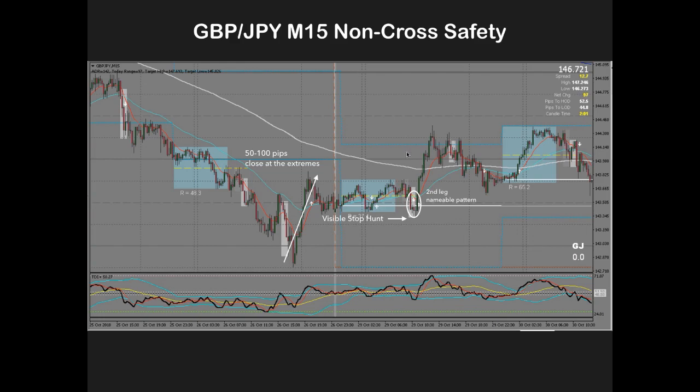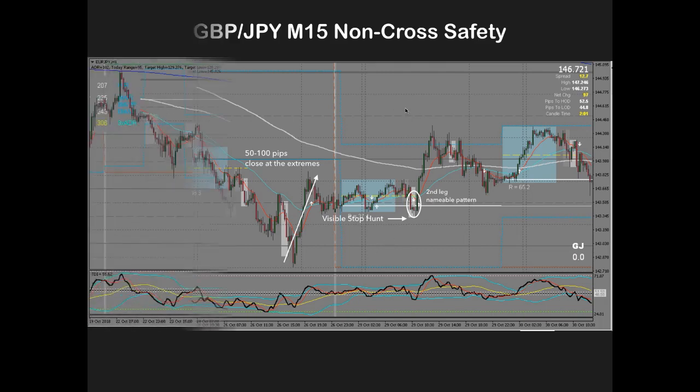Okay, and then going further into continuation, you can see that the 5200 crosses into the next day, and then you can look for a stop hunt again, or W off the 200 EMA, and then a pattern, and then a move upwards. Okay, so that is an example of a non-cross safety. Let's look at another one.